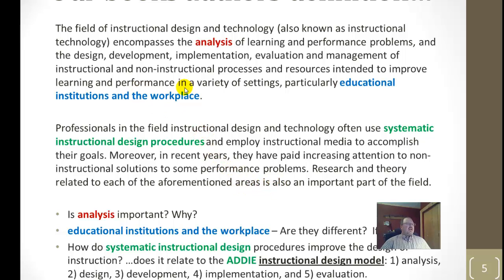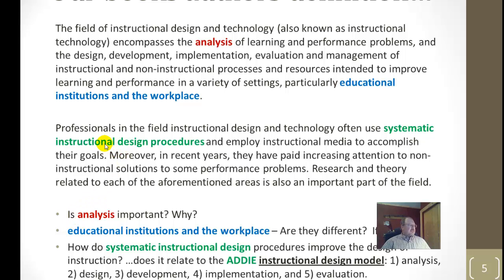Now, let's take a look at this. They do talk about the analysis of learning. Is analysis important? Why? Think about that. What do you do with it? How do you design something, an instructional system, if you don't analyze where the needs are, through doing a needs assessment or a variety of other processes?